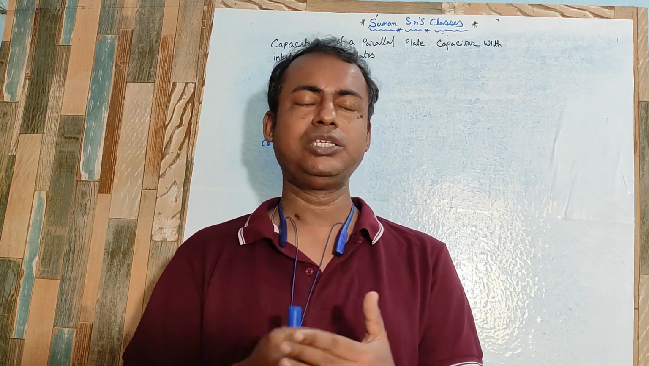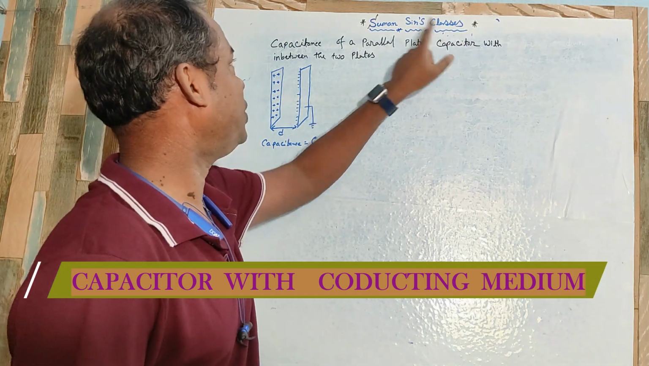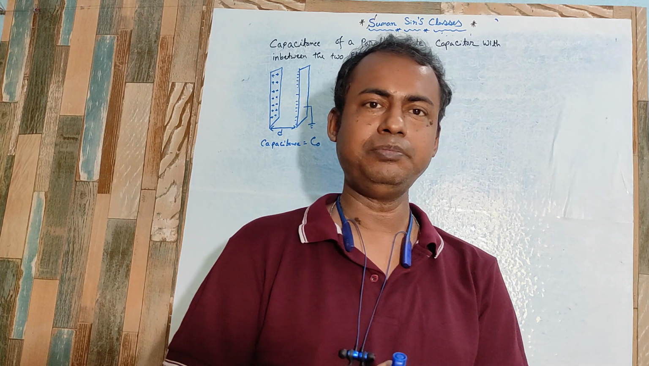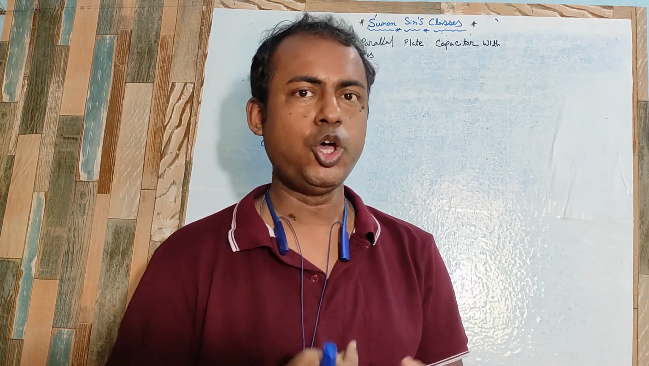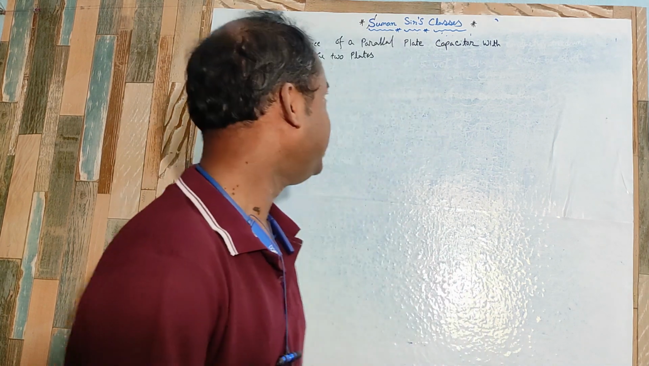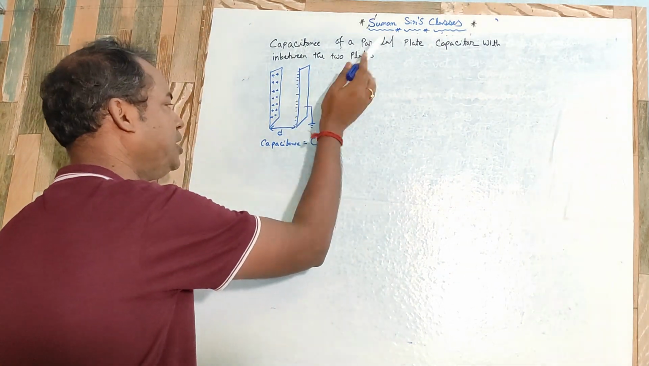Which topic? This one is the capacitance of a parallel plate capacitor with a medium in between the two plates. This medium may be a conducting medium or any other medium. So we just calculate the capacitance in this case. So first, the capacitance of a parallel plate capacitor with a medium in between the two plates.